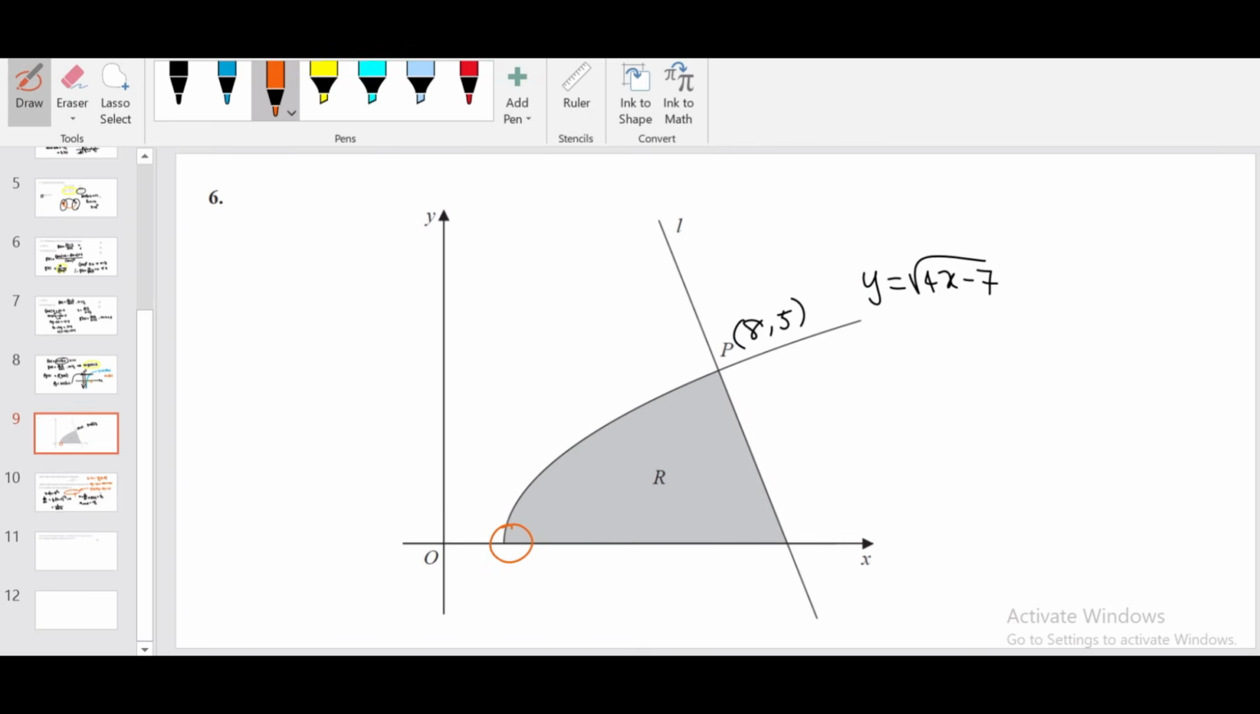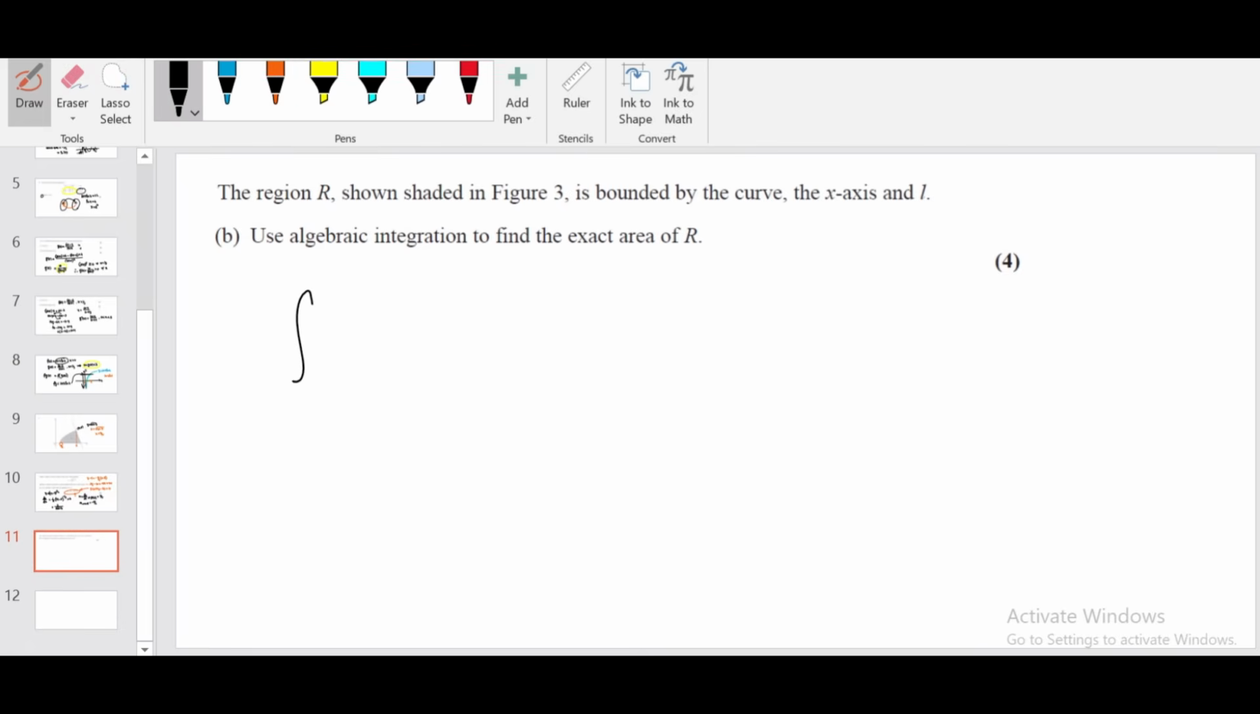How to find this point? We have to replace y by 0 to find the x coordinate. So when you replace y by 0, 0 is the square root of 4x minus 7. So 4x minus 7 is 0, x is 7 over 4, this point. And we know this x coordinate is 8. So first I'm going to integrate the function from 7 over 4 to 8. So the integral from 7 over 4 to 8 of the square root of 4x minus 7 dx.